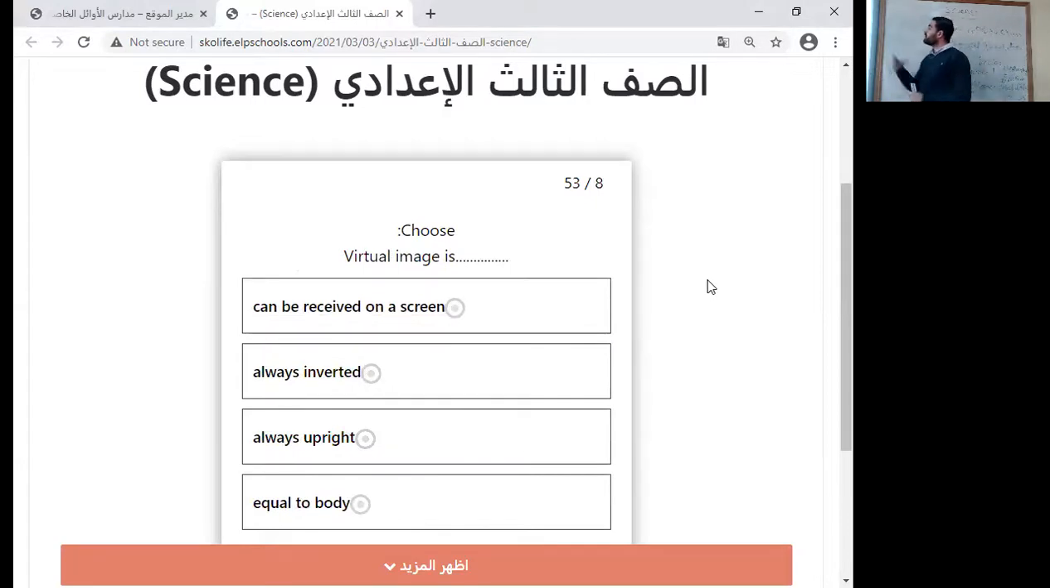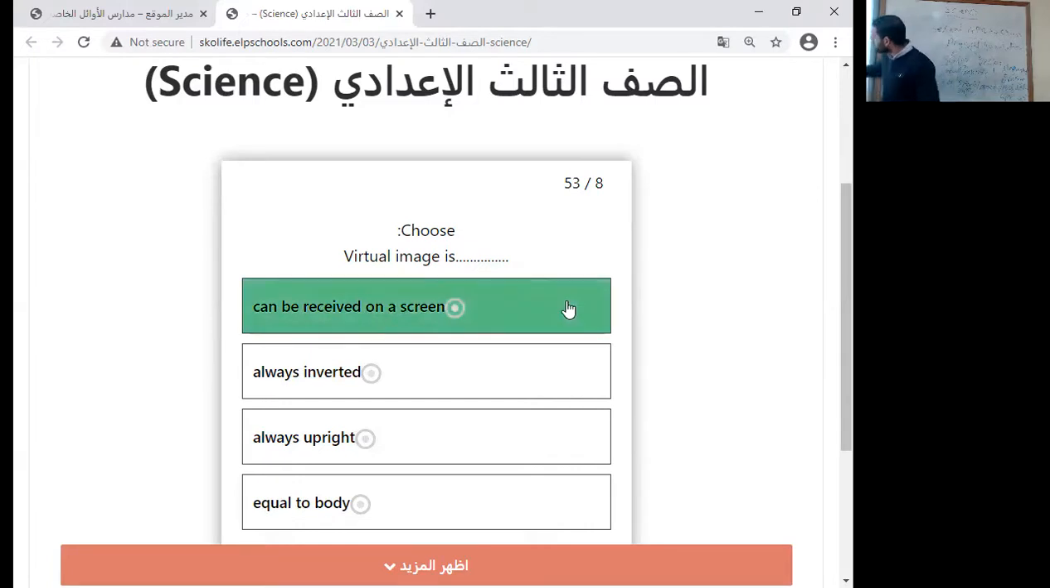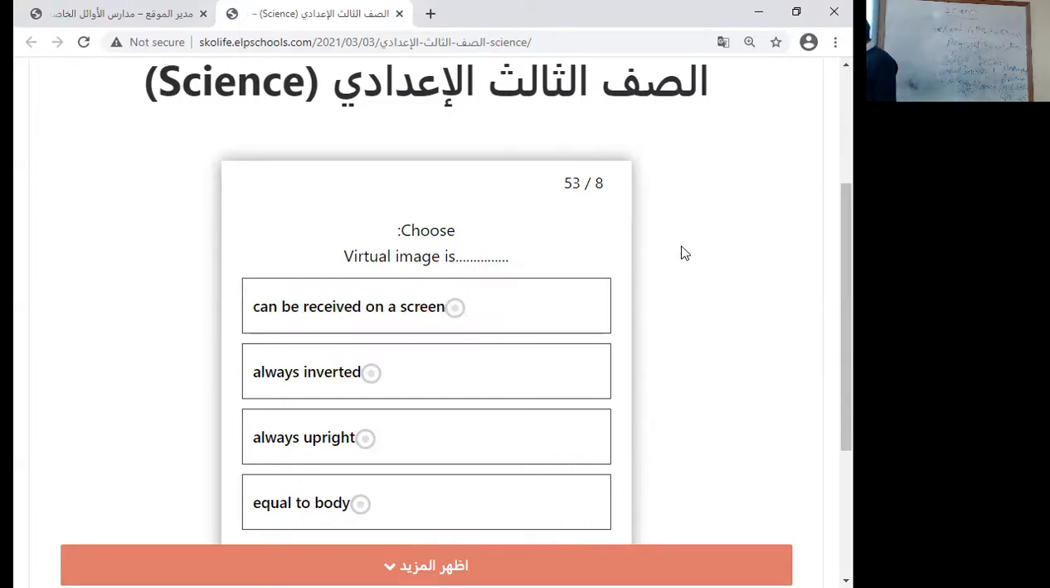A virtual image is the image that can't be received on a screen, and it is formed by a plane mirror and in the case of a concave mirror when the object is placed in between the focus and the pole of the mirror. So it can't be received on a screen, always inverted, always upright, equal to the body. The answer will be, wait, listen. Always inverted, always upright, it is equal to the body, it is always upright.